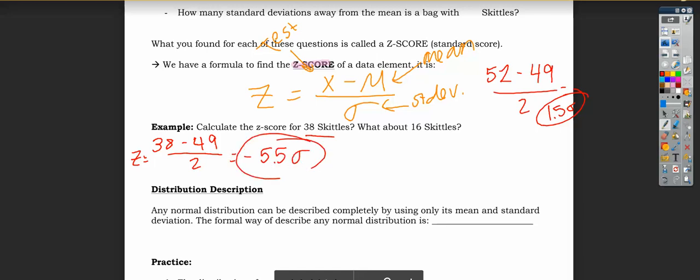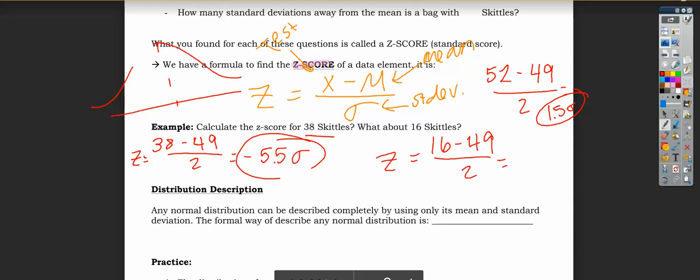And because it's negative on my bell curve, does that mean it falls above my mean or below my mean? It means I fall below. 16 Skittles, z equals 16 minus 49 all over 2. I get negative, hold on, let's make sure I did this right. Yep, I get negative 16.5 standard deviations below.